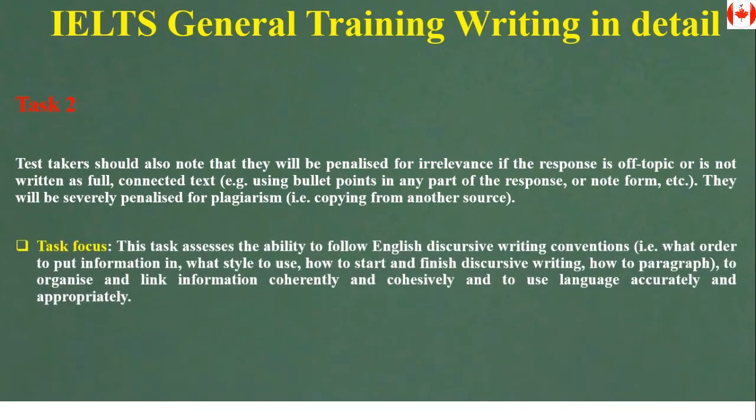This task assesses the ability to follow English discursive written convention: what order to put information in, what style to use, how to start and finish discursive writing, how to paragraph, how to organize and link information coherently and cohesively, and how to use language accurately and appropriately. The number of questions is 1.